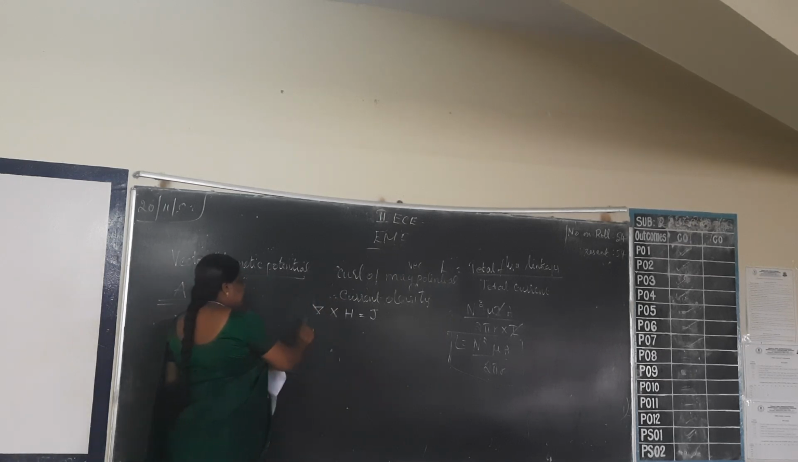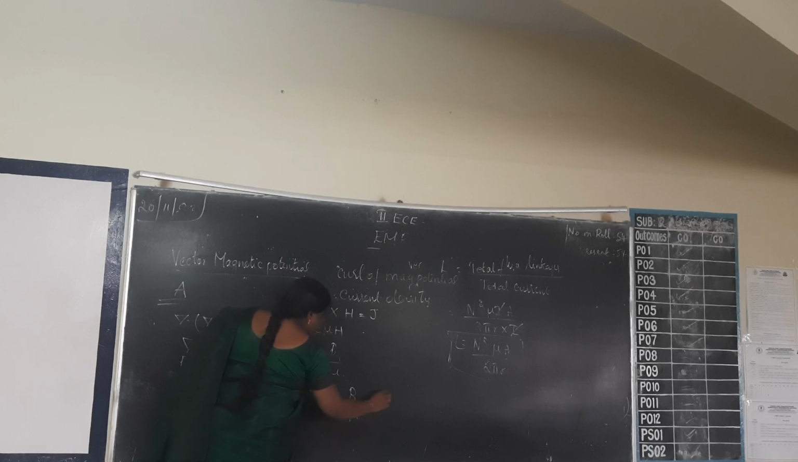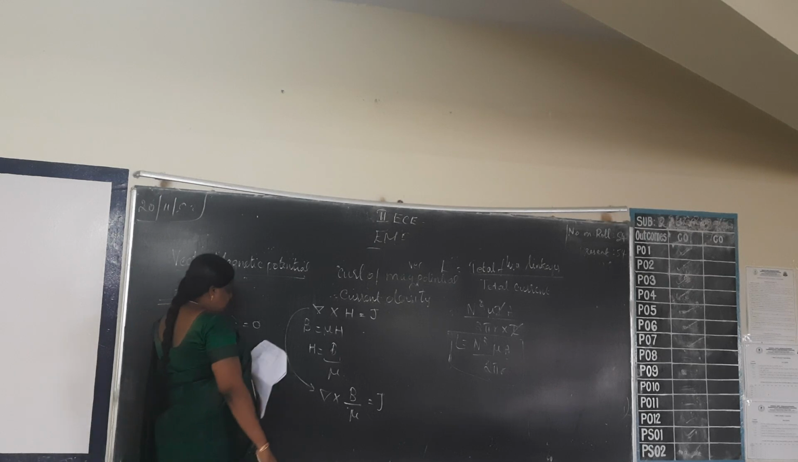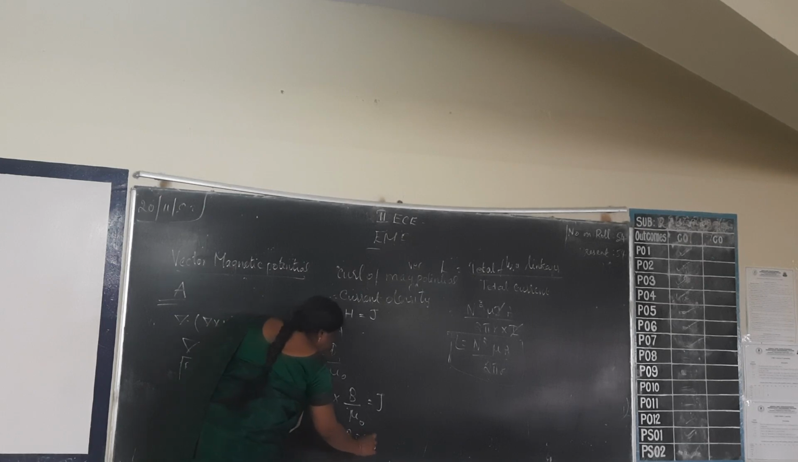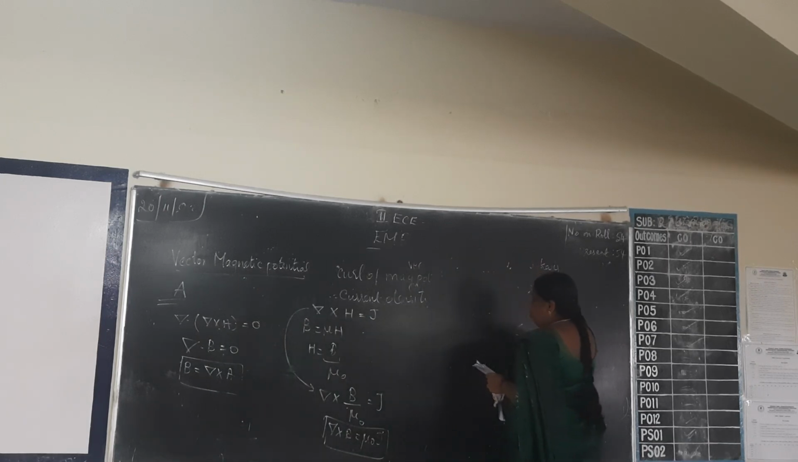What we know regarding B: B is equal to mu H. So H is equal to B by mu. Substituting, del cross H becomes del cross B by mu, that is equal to J. So del cross B is equal to mu naught into J.